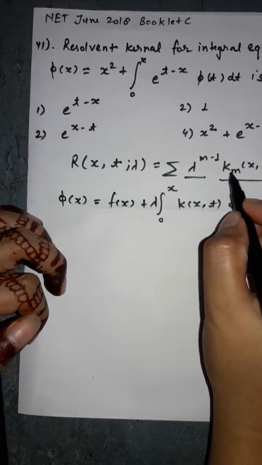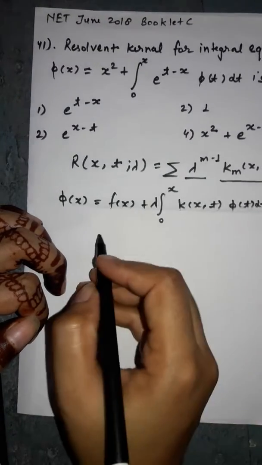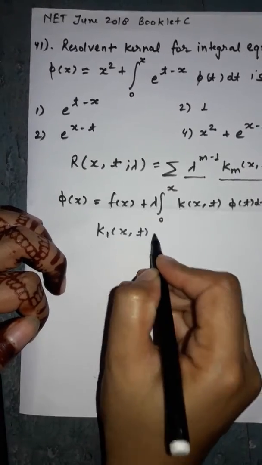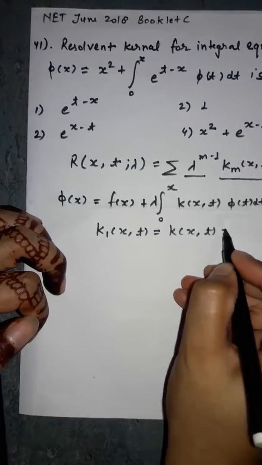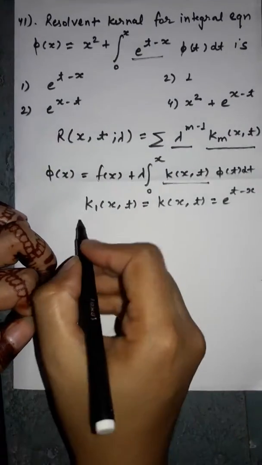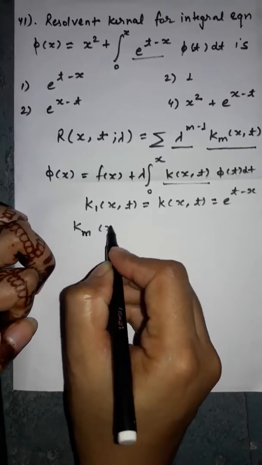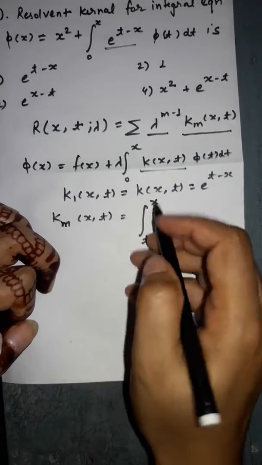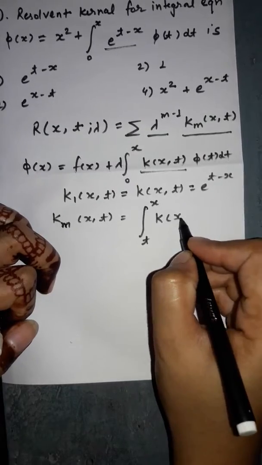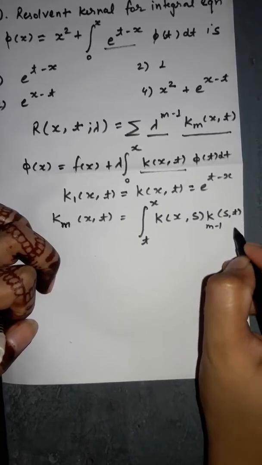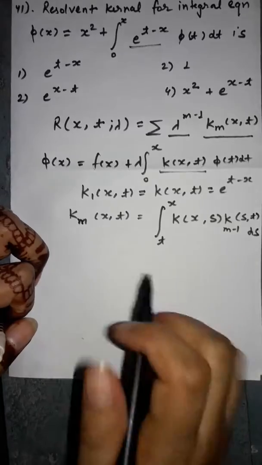So first we need to find the Km of x comma t, which is the iterated kernel. The formula for iterated kernel is K1 of x comma t is equal to k of x comma t, which is given as e to the power t minus x, correct? Just compare this and this. And Km of x comma t is equal to the integral t to x of k of x comma s and K m minus 1 of s comma t ds. Okay, so this is the formula for iterated kernel.